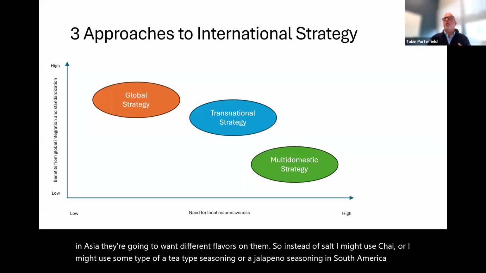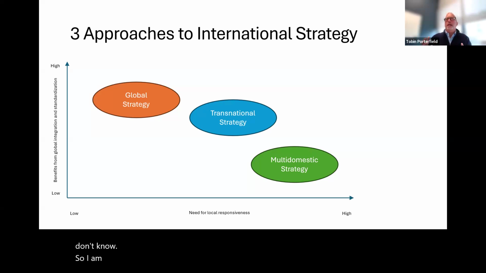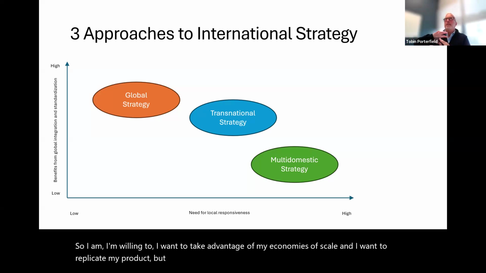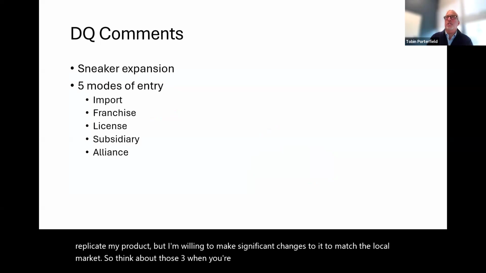I don't know. So I want to take advantage of my economies of scale and I want to replicate my product, but I'm willing to make significant changes to it to match the local market. So think about those three when you're doing the assignment.